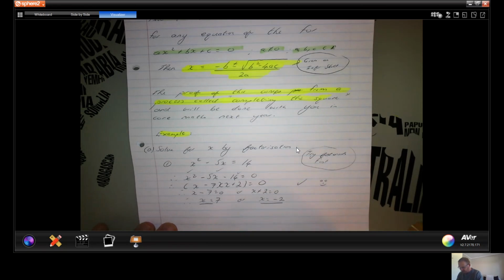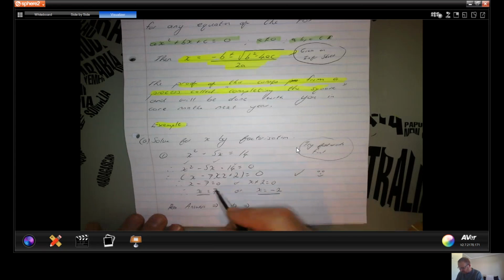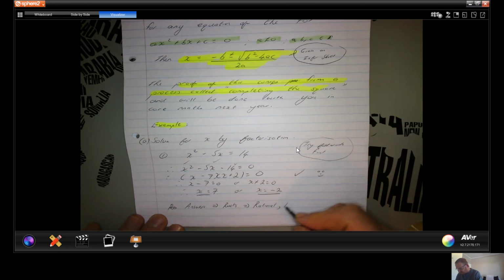Just by the way, some language we're going to start introducing to you. A fancy word for answers is roots. So your answers here, what type of numbers are they? Those are rational numbers. They're integers, but we're just really worried about them being rational. They're also therefore real. Don't worry about this yet. It's just an introduction of language.